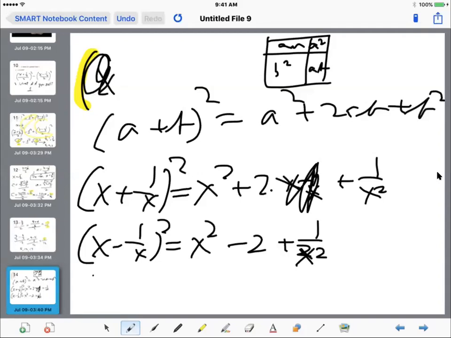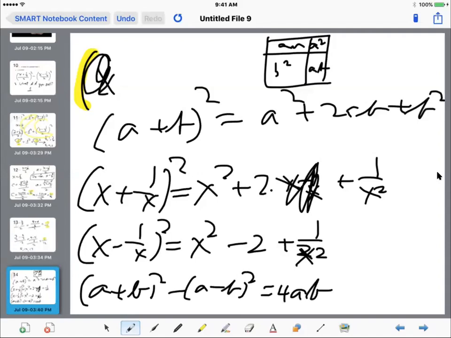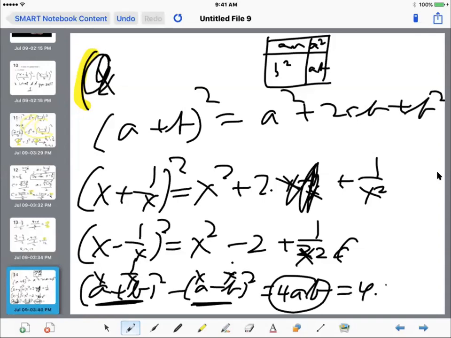Well, remember the other day I said that (A plus B) squared minus (A minus B) squared is equal to 4AB. (A plus B) squared has a 2AB in the middle. (A minus B) squared has a minus 2AB in the middle. Otherwise, they both have A squared and B squared. So 4AB is the difference. But if A is X and B is 1 over X, then the answer is going to be 4 times X times 1 over X, which is just 4. Always.